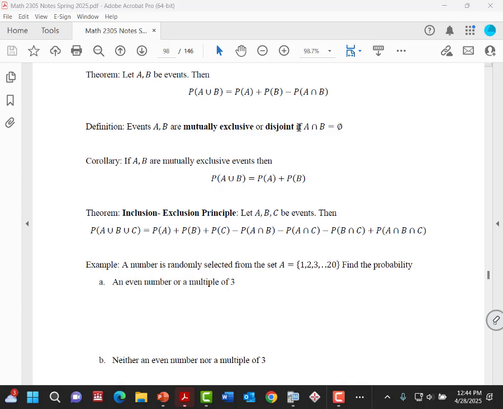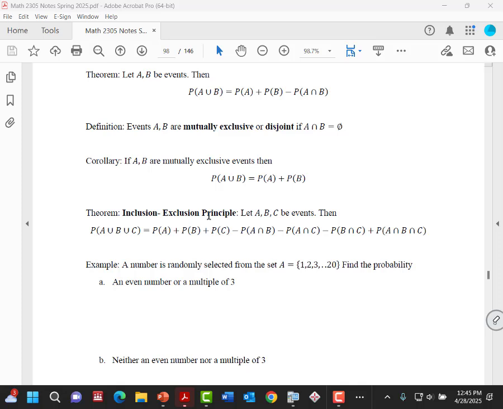Mutually exclusive or disjoint events. This occurs when the intersection is the empty set. If the intersection is empty, then we say A and B have nothing in common, and so they are mutually exclusive or disjoint. If A and B are mutually exclusive, then the probability of their union, A or B, is simply the probability of A plus the probability of B.